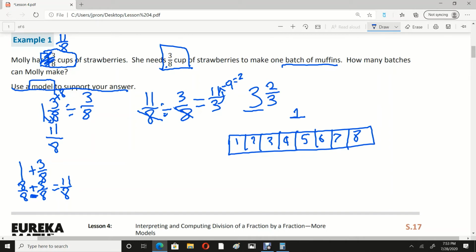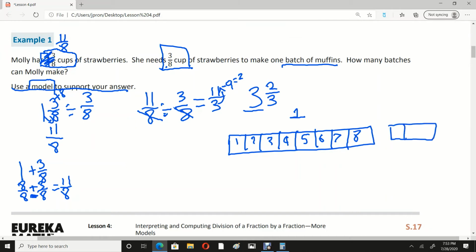We're going to need to add 1, 2, 3 more eighths to be part of our game right here, right? All right, so now we have a total of 11/8 on the board right here. And so we want to divide this up into groups of 3/8. Well, they're already broken up into eighths, so let's just start circling.